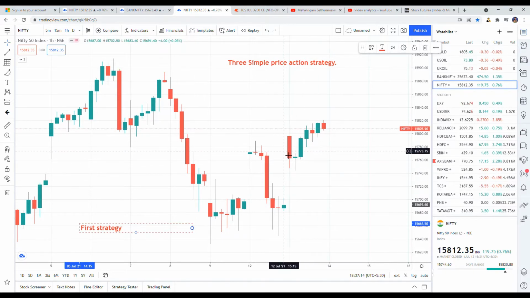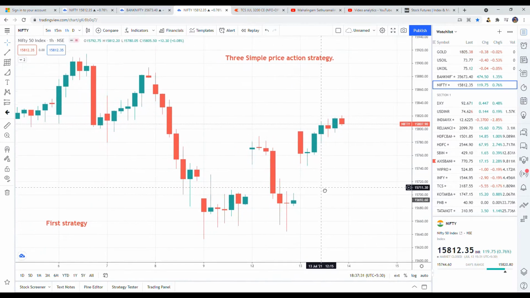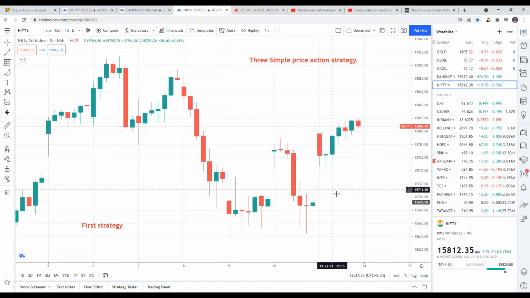Okay, so today is 13th July. Market opening from 15690 to 15790, almost 15800. Okay, where you can enter in this market? My best suggestion, always you have to be patient. Do not enter in the first 30 minutes of trade. Okay, this is the 1 hour time frame.